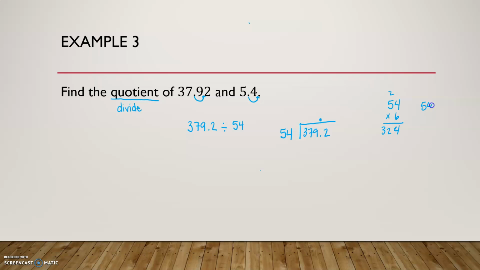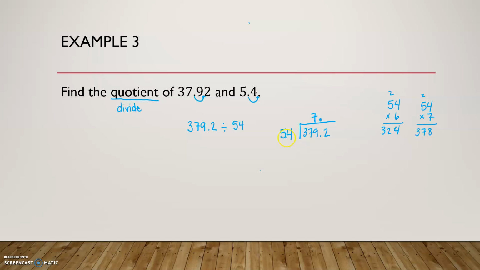So let me do 54 times 7. That'll give me 28, 35, 36, 37. Hey, that worked. I was only one off. So I'm going to say 54 goes into 379 7 times. And then I'm going to do some long division.